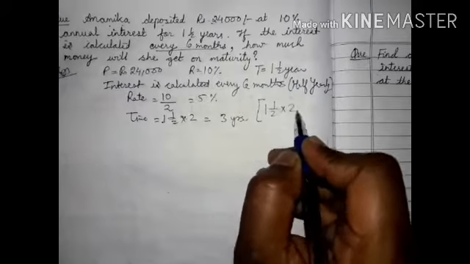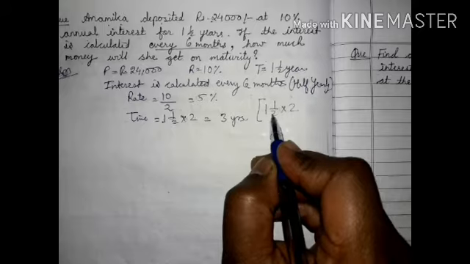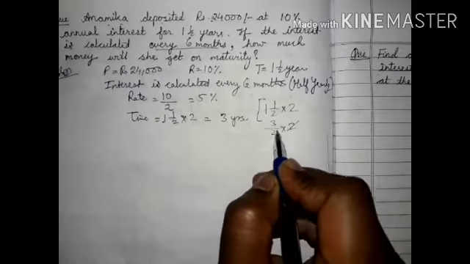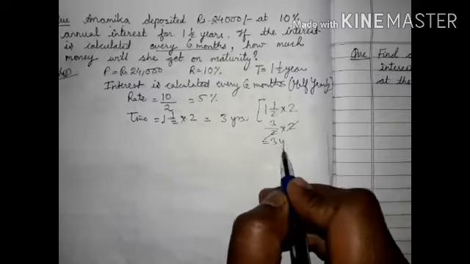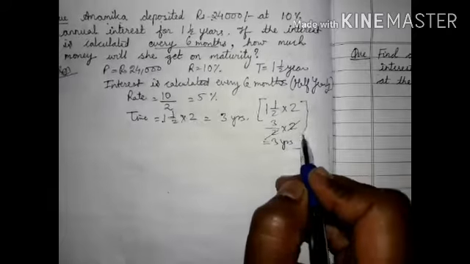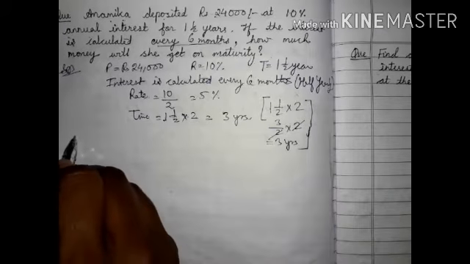1.5 years multiplied by 2. So 1 multiplied by 2 is 2, 2 plus 1 is 3, 3 upon 2 multiplied by 2. 2 ones are 2, 2 ones are 2. So how many years? 3 years. Then we have to find the amount.